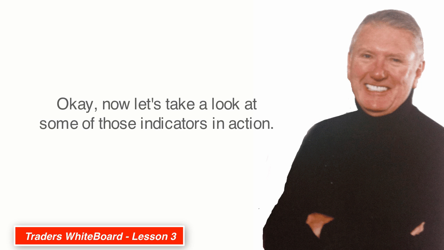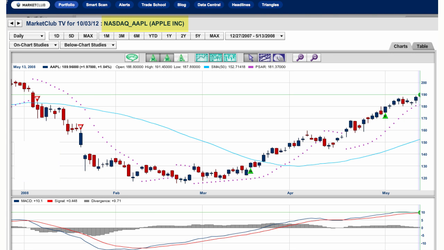Okay, now let's take a look at some of those indicators in action. What we're looking at is a chart of Apple Computer. And on this chart you see a blue moving line and a dotted line. The blue moving line is a 50-day moving average, which is a popular moving average for stocks. The theory behind this is when the prices go below the blue line, that's an indicator that the stock is going to go lower. When the prices go above the blue line, it means prices should go higher. Now, it doesn't work 100% of the time. Nothing works 100% of the time, but it's very, very good.